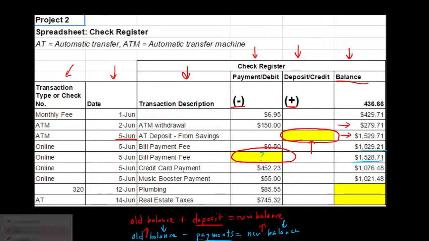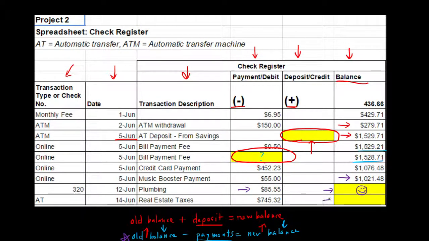The last piece is we have to find the balance. So this is a bit more straightforward. We look at our previous balance of $1,021.48, and we see that a payment of $85.55 was made. So what's our new balance going to be? So we'll use this equation. Again, starting with my old balance, this payment of $85.55 was made, and now I have this new balance.